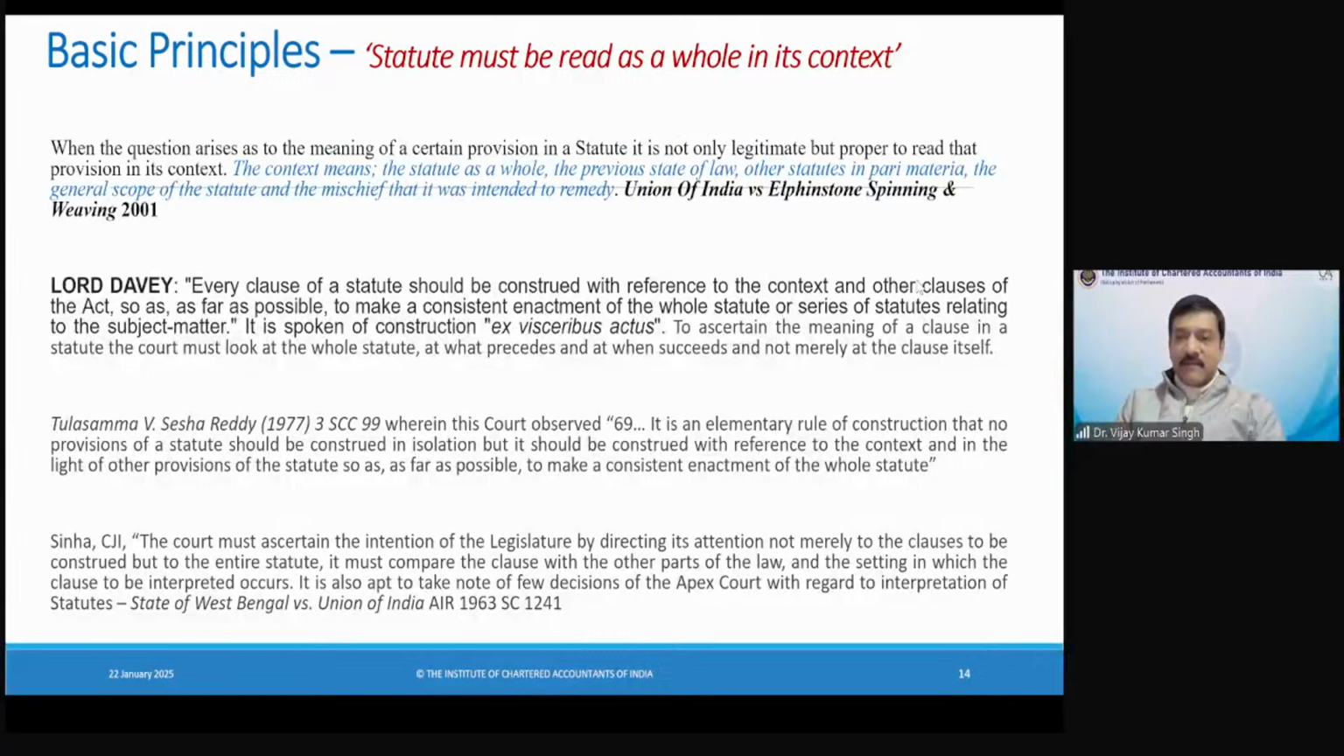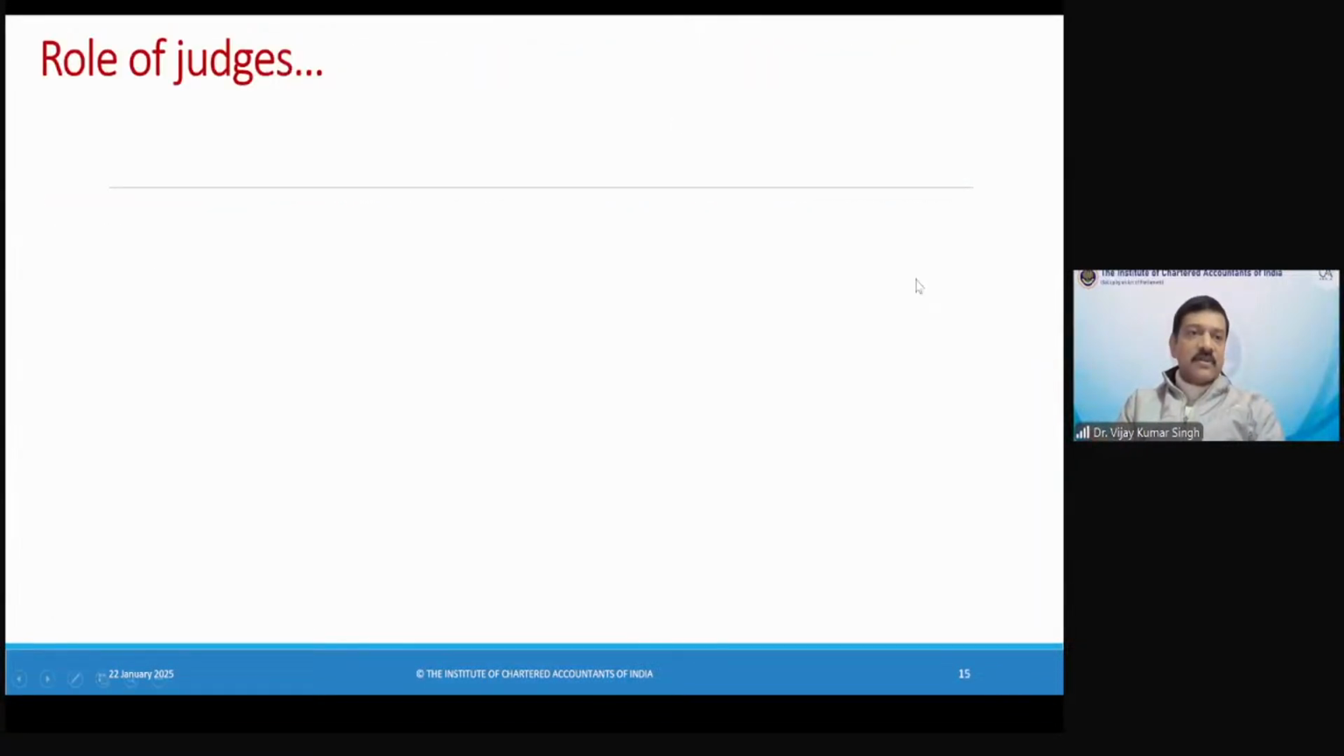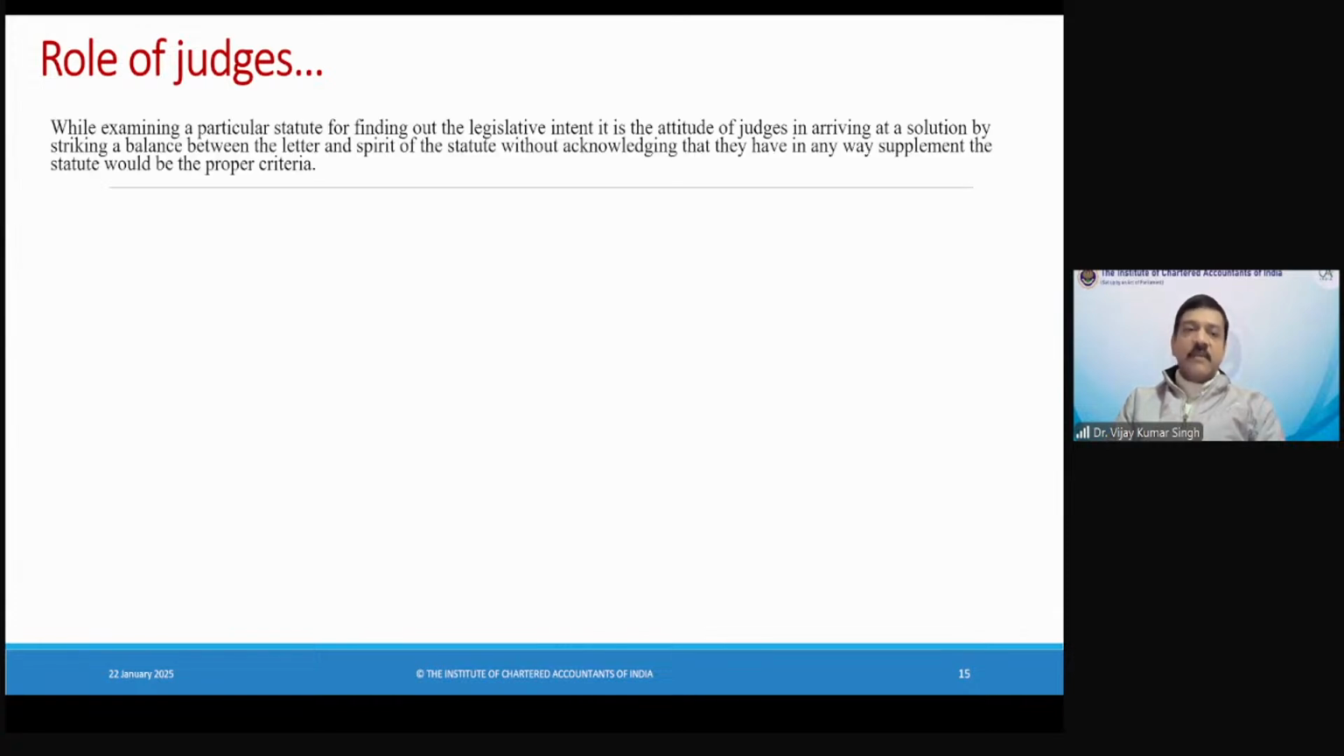Now let us move further and talk about the role of judges in this context. So the role of judges is very important. While examining a particular statute for finding out legislative intent, it is the attitude of judges in arriving at that particular interpretation and striking a balance between the letter and spirit of the statute, without acknowledging that they have in a way supplemented the statute, that would be the proper criteria.